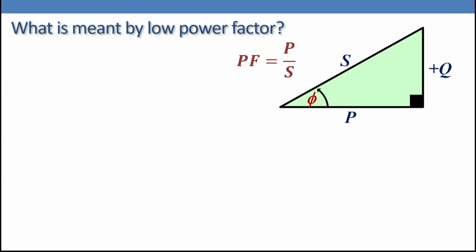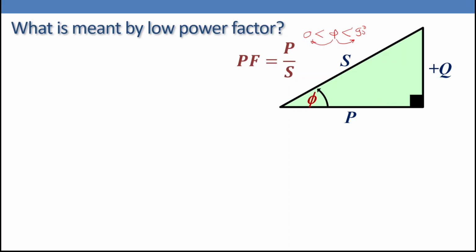Question number one: what is meant by low power factor? In the power triangle, we can see here the power factor is P over S, which is cosine phi. Mathematically, phi ranges from 0 to 90 degrees. As phi goes towards 90 degrees, that one is a low power factor. As phi goes towards 0, that one is a good power factor.